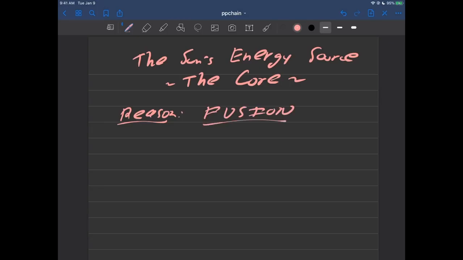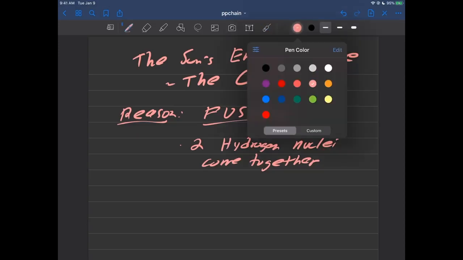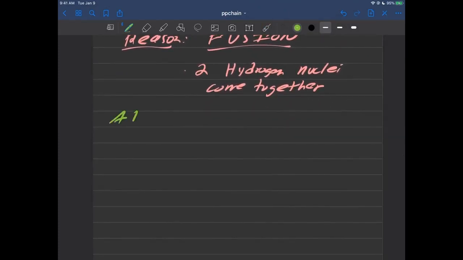And what fusion is, is when two hydrogen nuclei come together. Okay, so right off you can see that it is going to be a nuclear process that involves the nucleus of atoms. So probably a quick review of atoms right here. Some of this you may know, but it doesn't hurt just to get the terminology out.